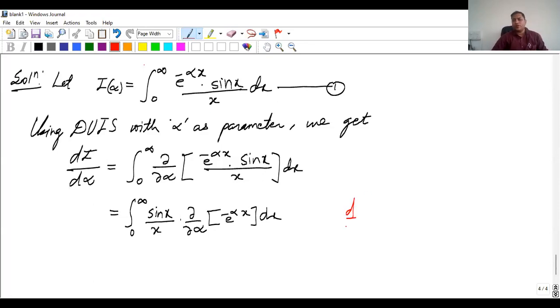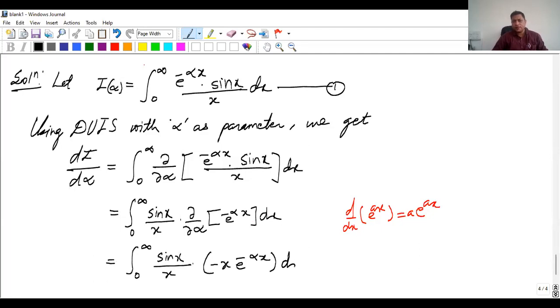What we know is d by dx of e raised to ax is a times e raised to ax. But here we are differentiating with respect to alpha, not with respect to x. So x will be treated as a constant. So we'll be having integral 0 to infinity sin x upon x, and the derivative is minus x e raised to minus alpha x dx.